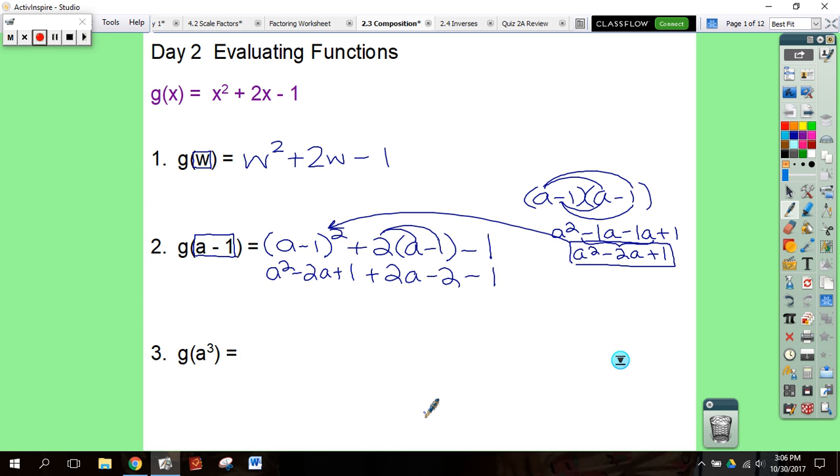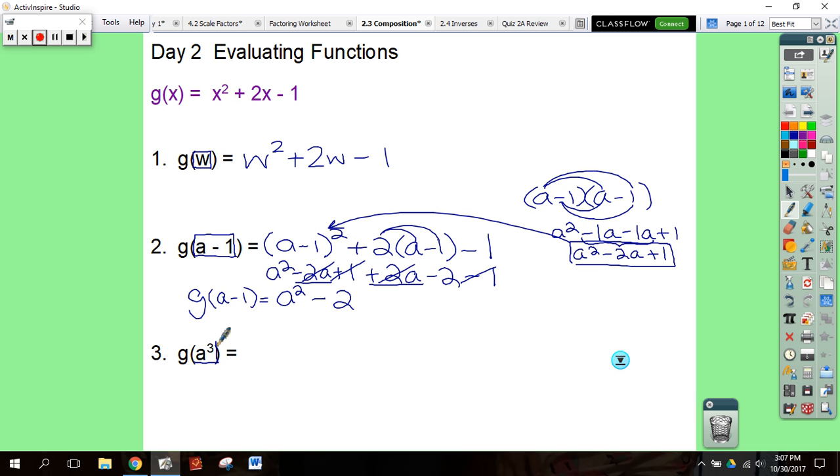So now with this part, all we have to do is combine all of our like terms. So the a squared doesn't have anything to combine with, so it just stays a squared. The minus 2a here and the plus 2a here are going to cancel each other out. The positive 1 here and the negative 1 here are going to cancel each other out. So then you just bring down the minus 2. So the output of g, when your input is a minus 1, is a squared minus 2.